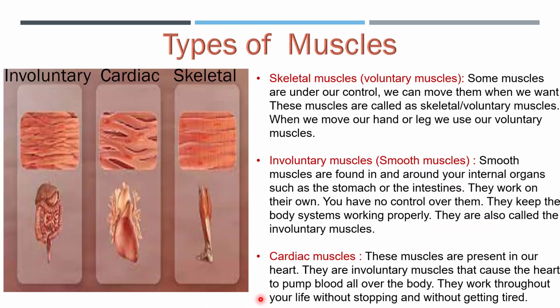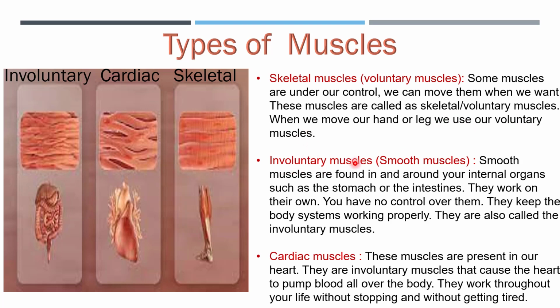Now let's talk about types of muscle. Skeletal muscles are also called voluntary muscles. Some muscles are under our control. We can move them when we want. These muscles are called skeletal or voluntary muscles. When we move our hands or legs, we use our voluntary muscles.